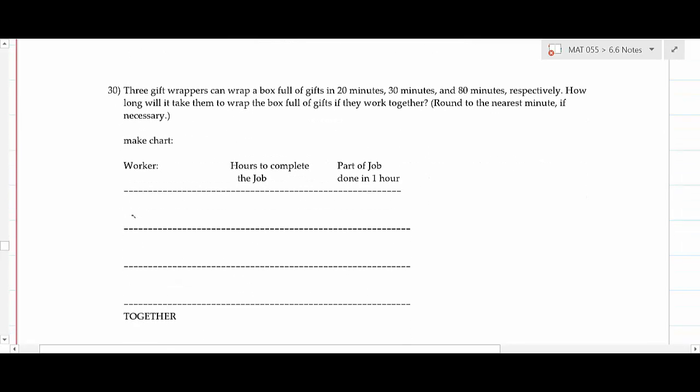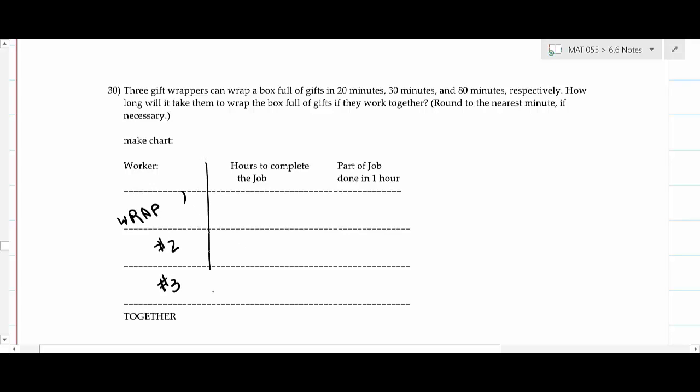wrappers. Well, not that kind of wrapper. That's like a musical wrapper. I think we're talking about gift wrappers here. So we'll say wrapper number 1, number 2, and number 3 like that.